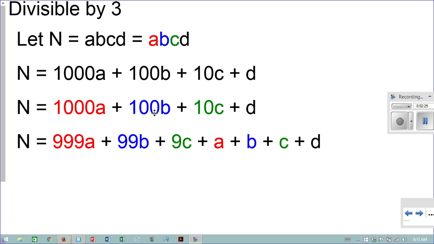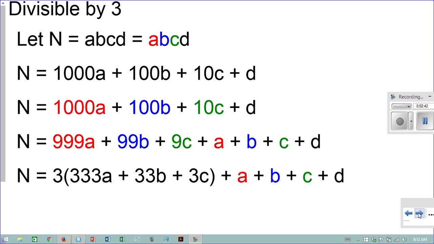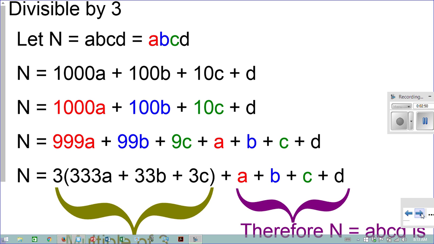That's true, but 999A here plus this other red A here is a total of that 1000A. Similarly, this blue 100B is made up of the 99B and of the 1B that's over here. My 10C is the 9C here plus that 1C here. And then I still have my D hanging out at the end. So for the next part, I'm going to go ahead and factor a 3 out of this first part. That leaves these last 4 things at the end.